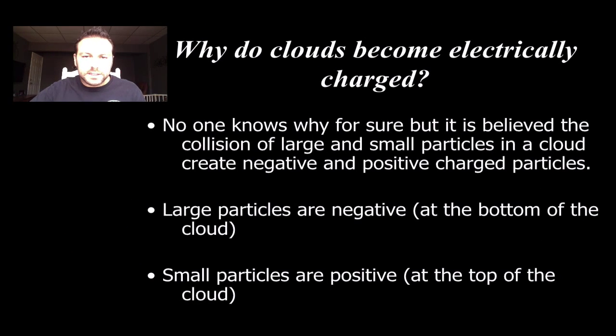So these clouds, like I said before, they get charged because of the collision of the large and small particles in a cloud. That's all those water droplets. And as the air moves and these particles are hitting each other, electrons are transferred, and we get a buildup of electrons from top to bottom of the cloud. Large particles are negative and small particles are positive. Remember, the small particles can stay higher or more suspended up in the cloud.